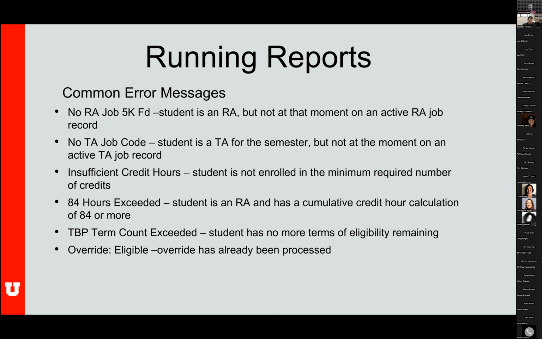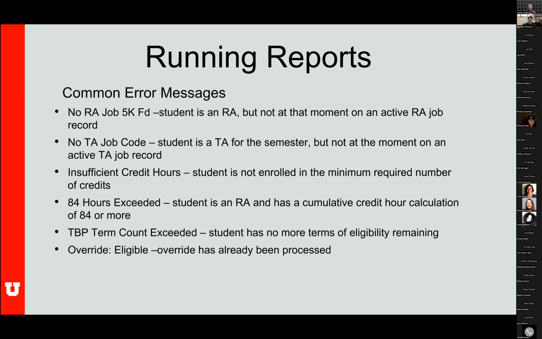84 hours exceeded. Again, this is for our students who are RAs and they have gone above that 84 credit hours, or even just hit 84 credit hours. The moment they get to that number, that error will appear and will be a problem for your non-resident students. Your TBP term count exceeded. If this is a case where they have used all of their terms of tuition benefit and there is nothing left for them to use, well, you might want to consider XTBP. Do we need to do a petition? What's going on with the student? How do we help them moving forward?